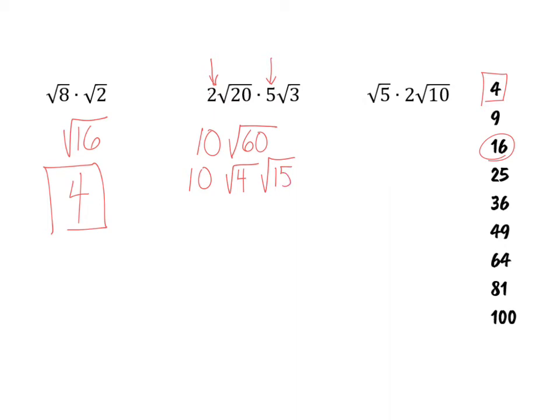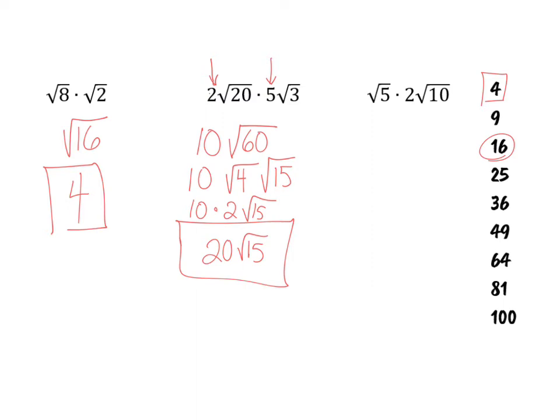All right, finish that one up. Tell me what you get. You should have 10 times 2 times the square root of 15, which ends up being 20 root 15.